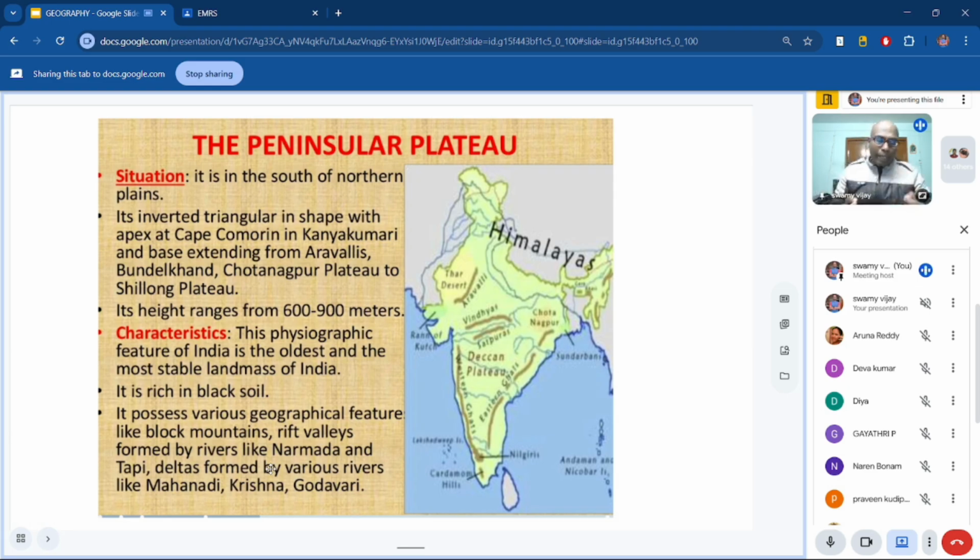Now to take a break, let me ask you a question. Can anybody tell me or text me the message, what are the names of the two rivers in southern India which flow from west to east and mix in the Bay of Bengal? Names of two rivers, Narmada and Tapti. These are the two rivers which flow from west to east and mix in the Bay of Bengal. Right.